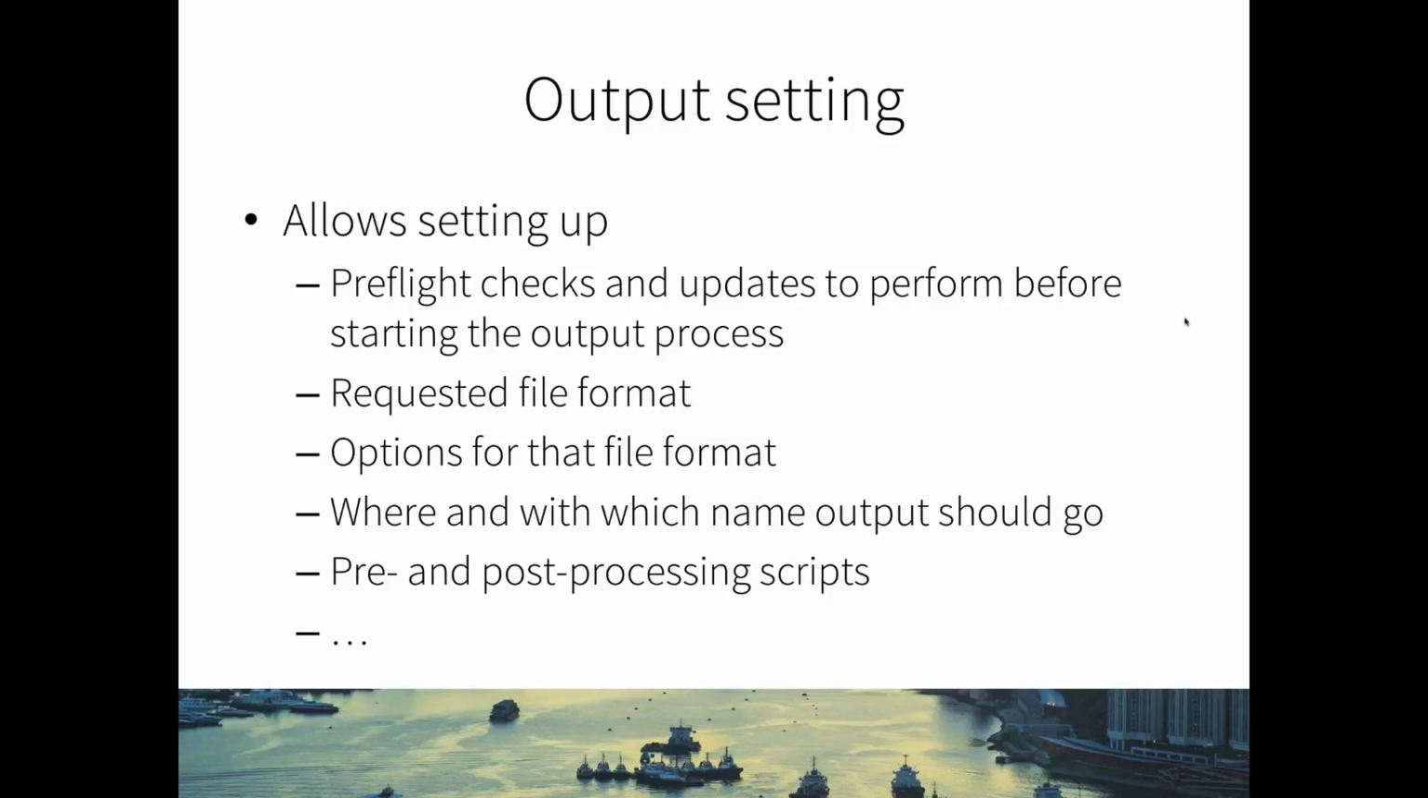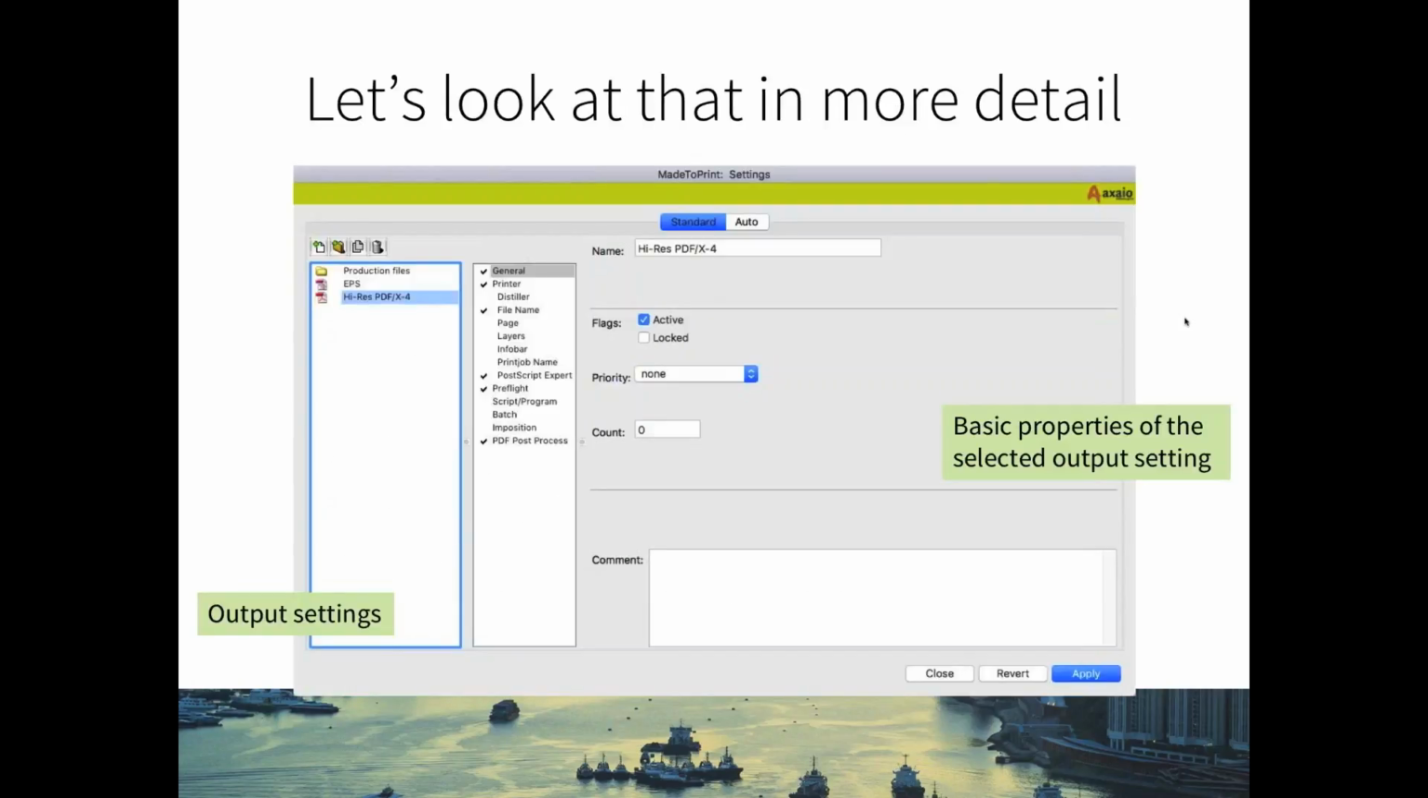So all of that information is defined once in that output setting, and then that output setting can be used to generate output. So let's look at this in a little bit more detail here. What you basically can see is that in such an output setting, I have a list of things that I can define. In the screen that you see in front of you, on the left-hand side, you have all of the output settings that were defined.